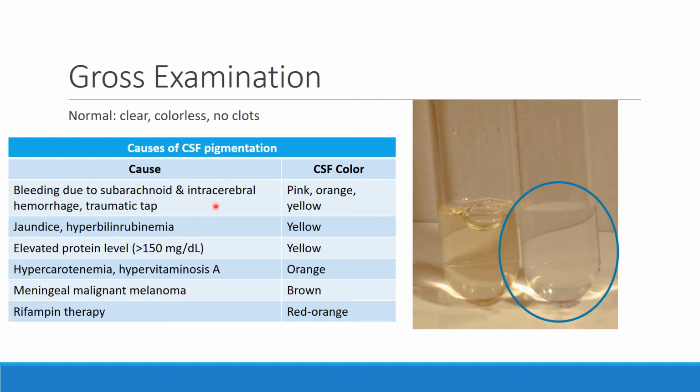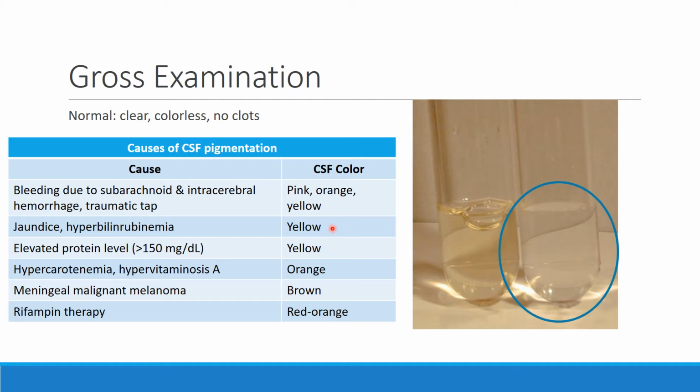With hemorrhage, however, especially hemorrhage that's been going on for some time, the cells, as they enter the CSF, they lyse, they break down, and that's where you start to get the yellow to orange to pink color transformation of the CSF.